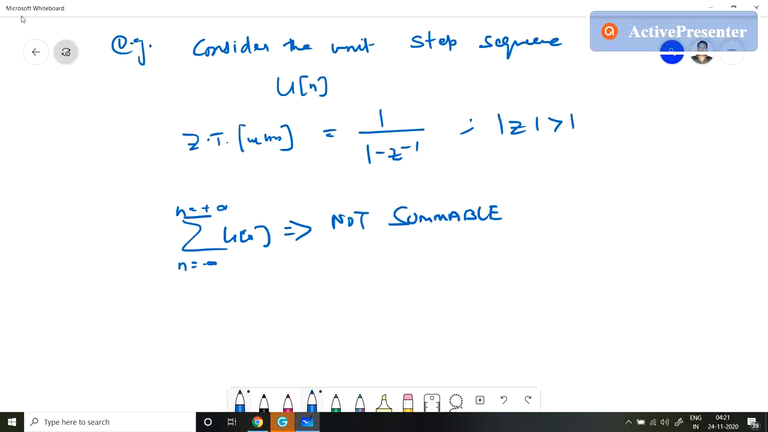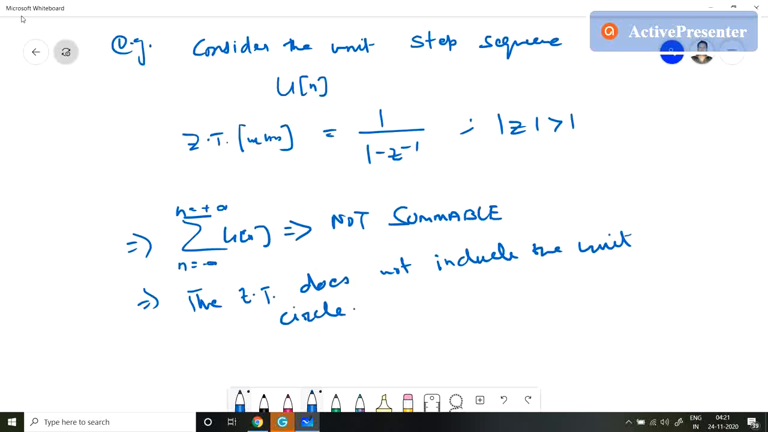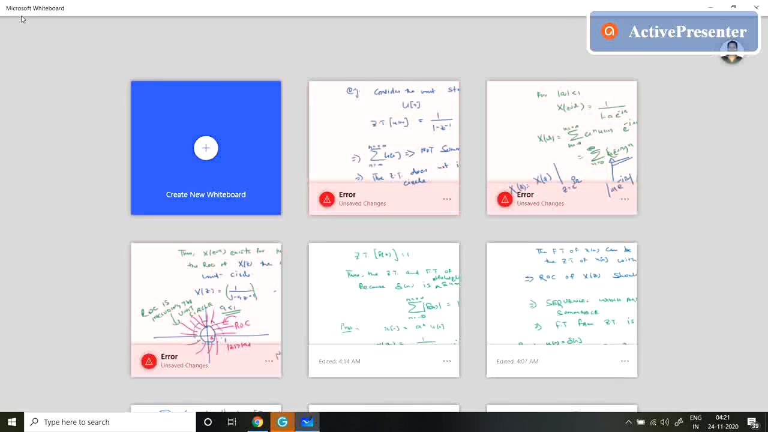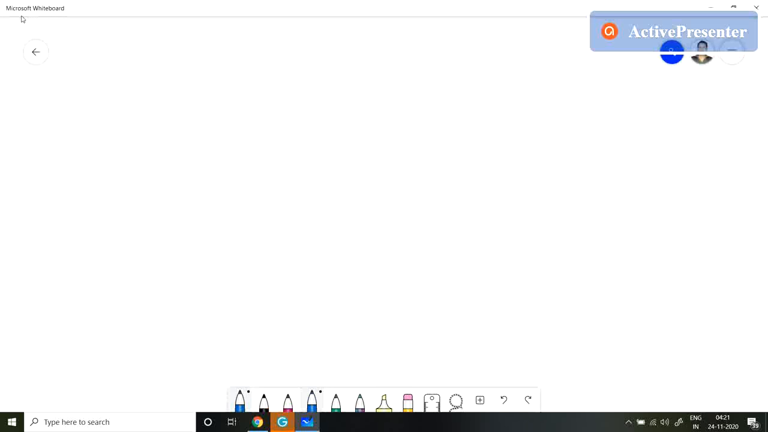It means that the unit circle is not included. The z transform does not include the unit circle. We can see from that expression we have modulus of z greater than 1. This is the ROC, and this is the unit circle. So that ROC does not include the unit circle. That's why the Fourier transform directly from the z transform is not possible.